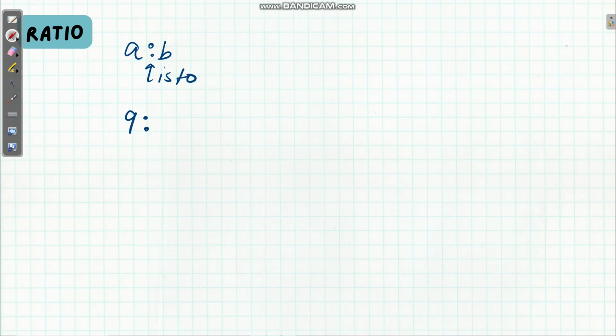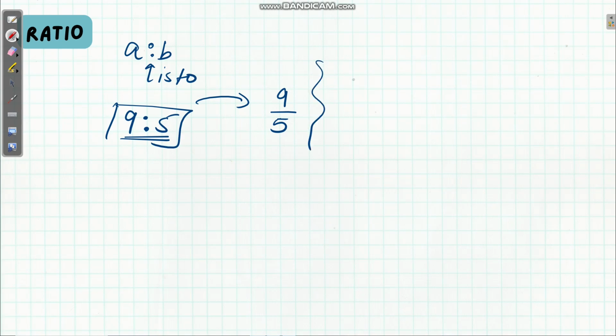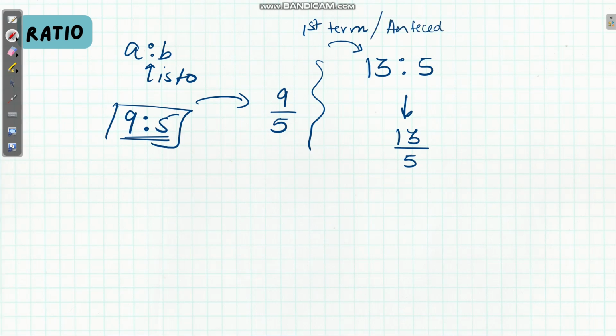If I write 9 is to 5, this is a ratio. This can be written as 9 upon 5 in the form of a fraction. If I have 13 is to 5, this can be written as 13 upon 5. This is known as the first term or antecedent. This is known as the second term or consequent.